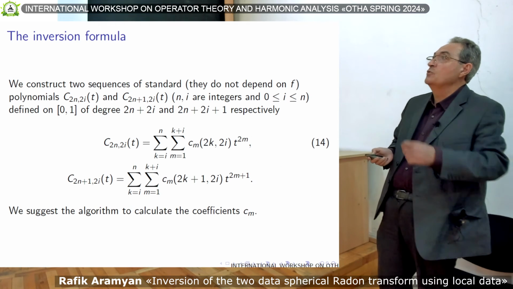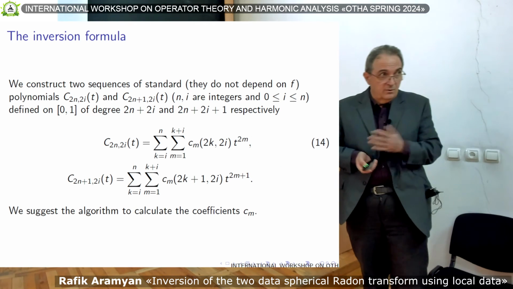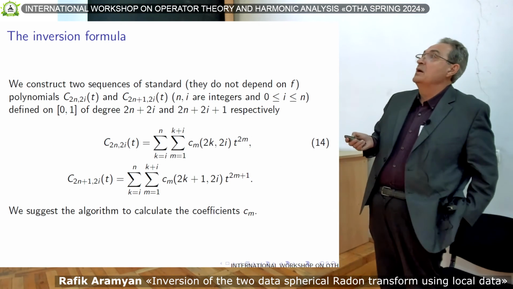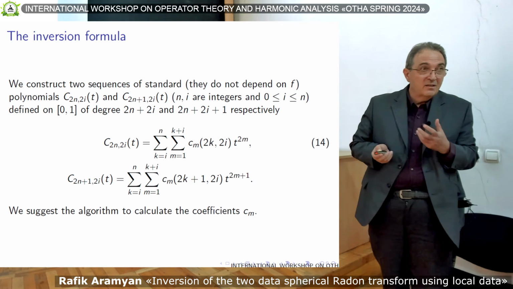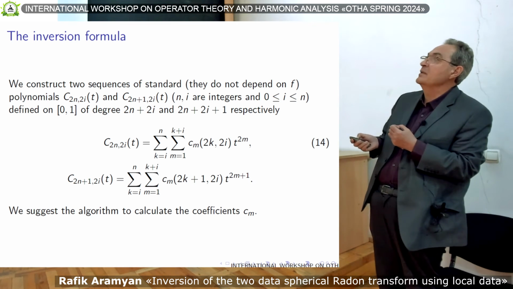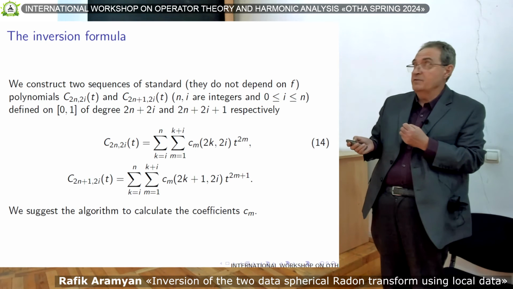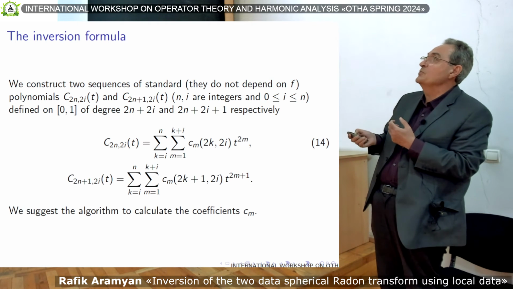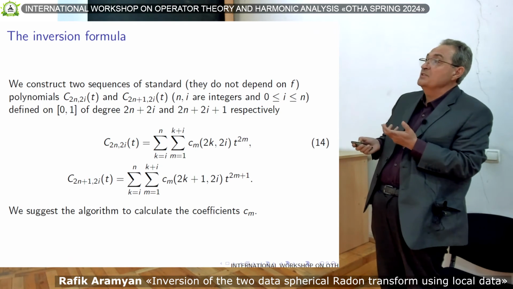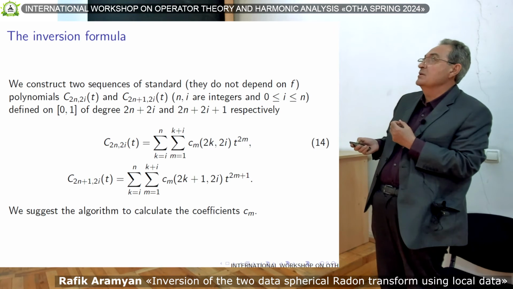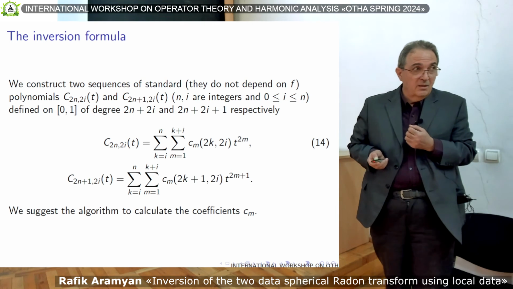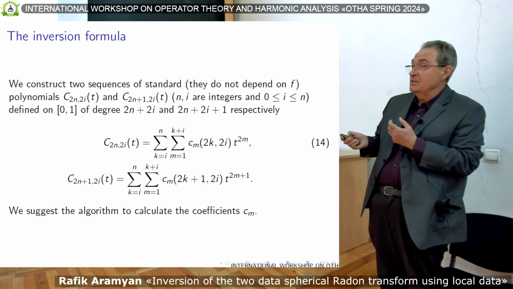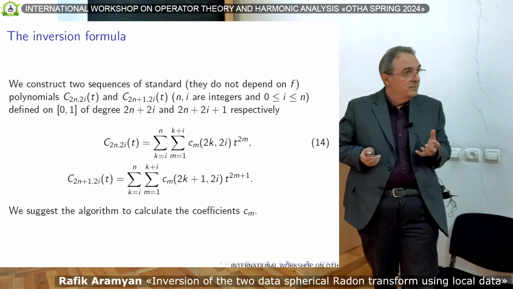Now about the inversion formula. To formulate the inversion formula, we construct two sequences of standard polynomials. You see the polynomials defined on the segment [0, 1] of corresponding degree, of course, and we suggest an algorithm to calculate the coefficients Cn. I call them standard because their construction does not depend on f.